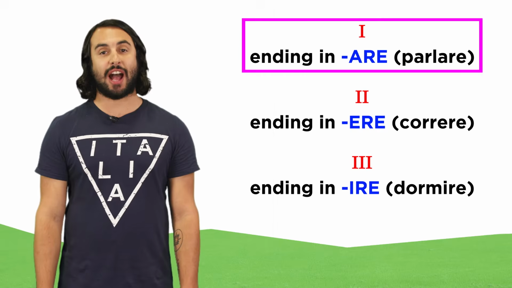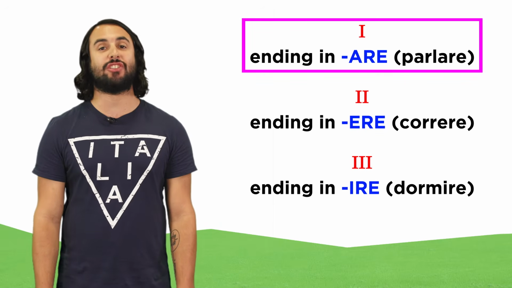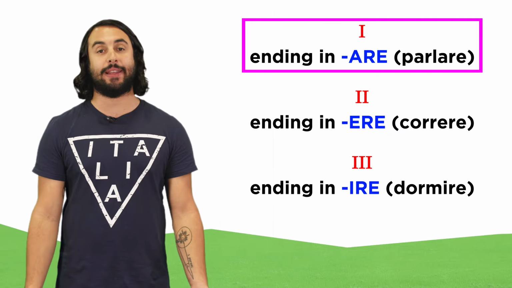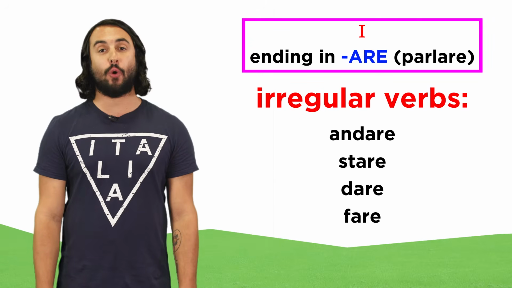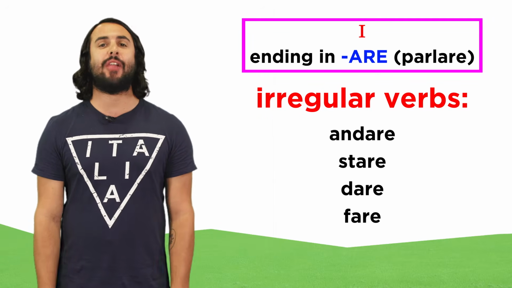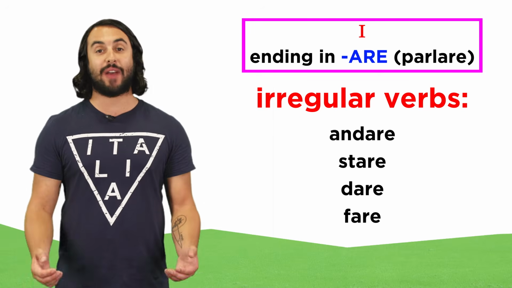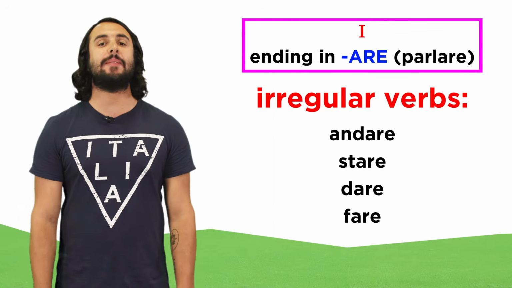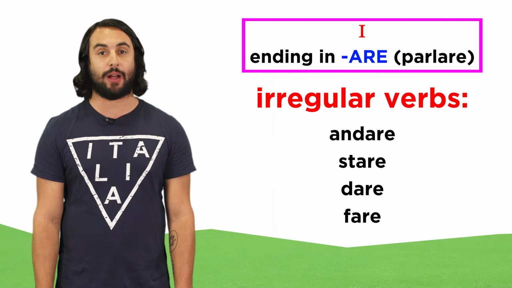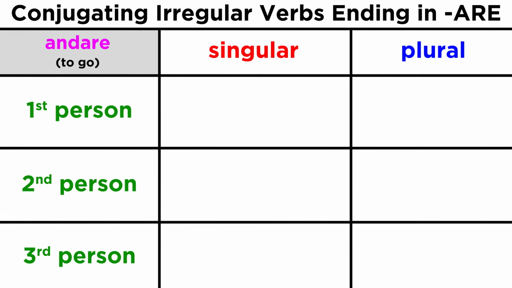We now know how to conjugate regular verbs of the first conjugation, which end in are. But unfortunately, there are 4 irregular verbs for this group, and they are very important because of how common they are. So we need to memorize these conjugations as well. The first one we will look at is andare, which means to go.